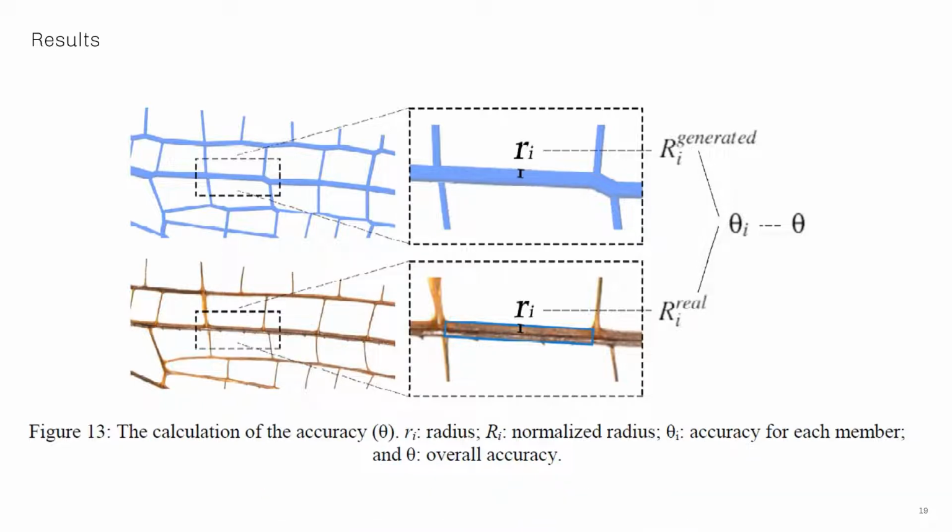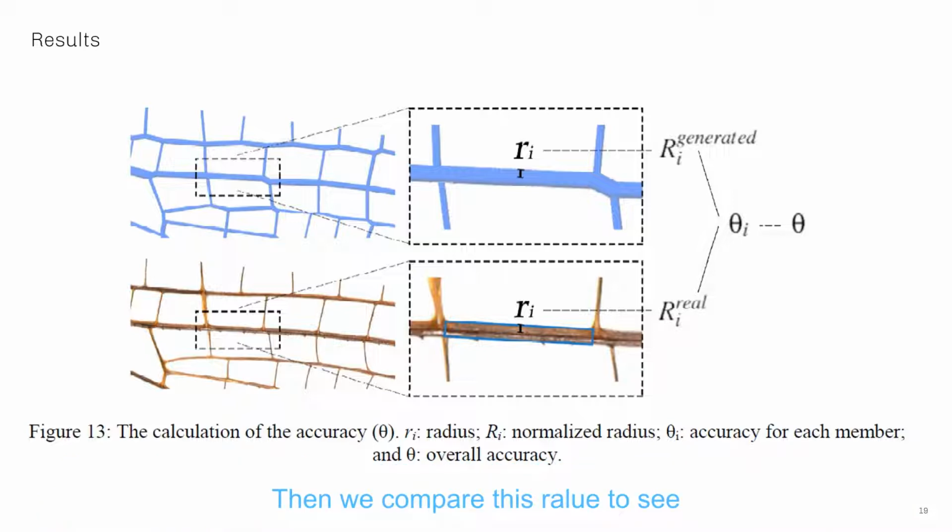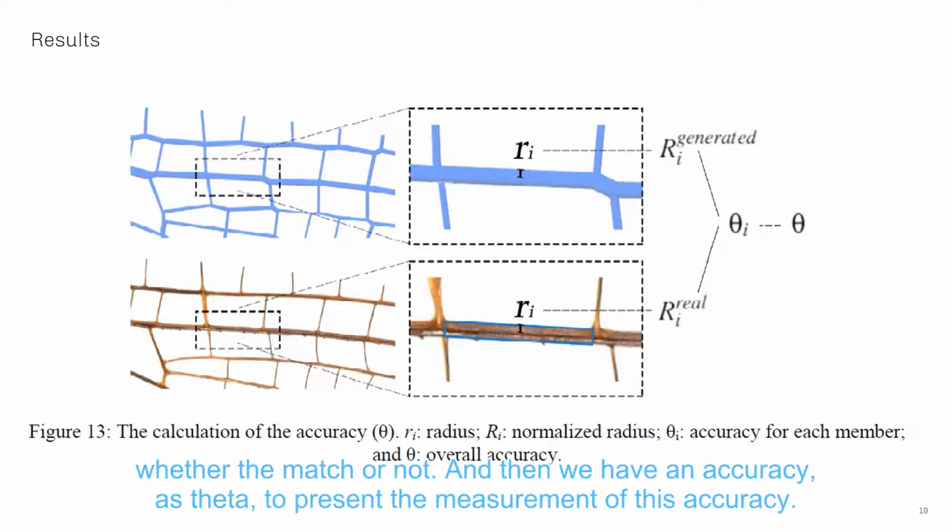Then for each corresponding member in the real form, we can measure the pixel count. Then we have a ratio to transform it into the radius as a value. Then we compare this value to see whether they match or not. Then we have accuracy as theta to represent the measurement of this accuracy.